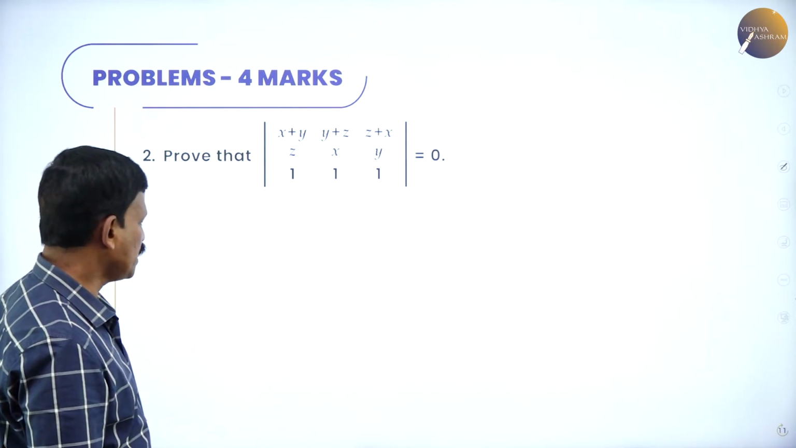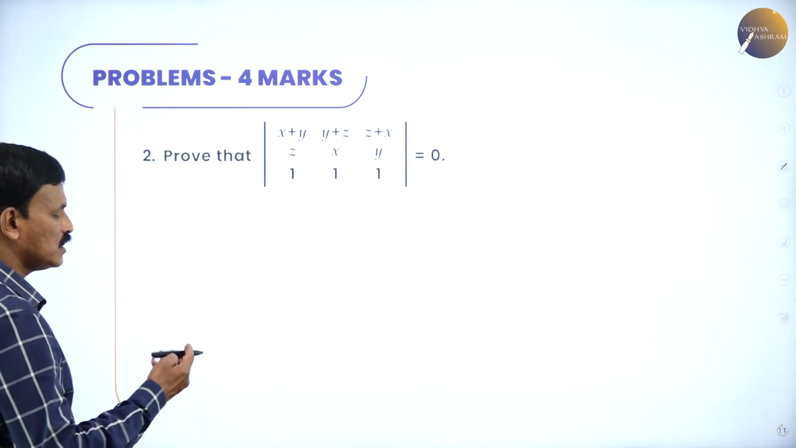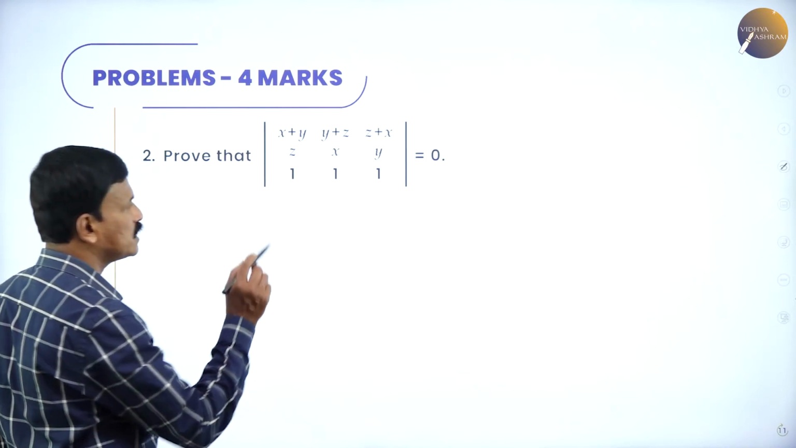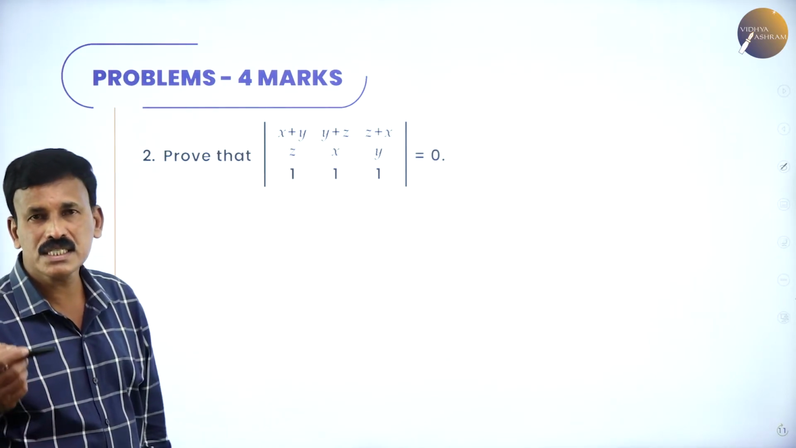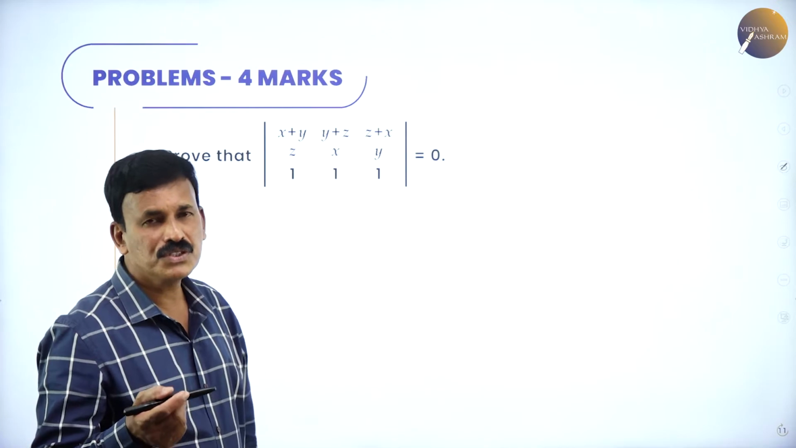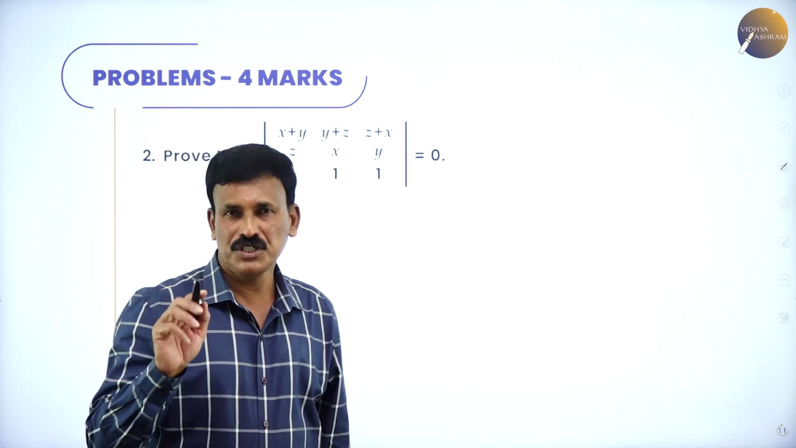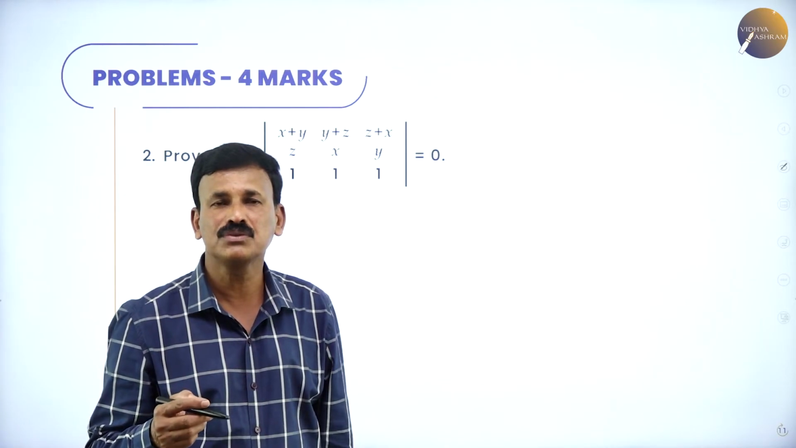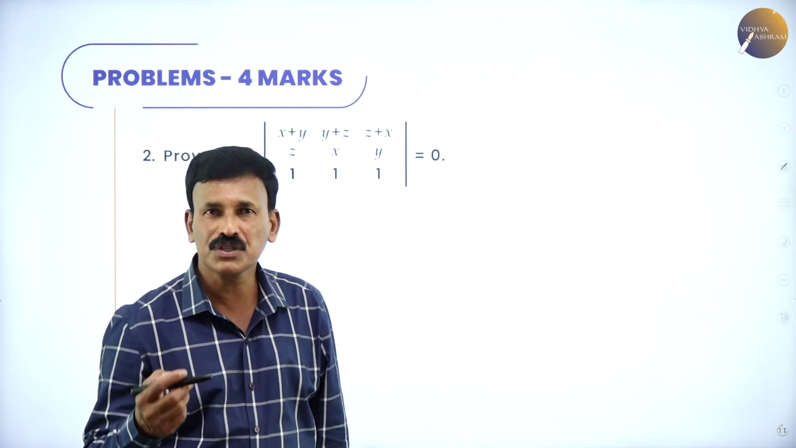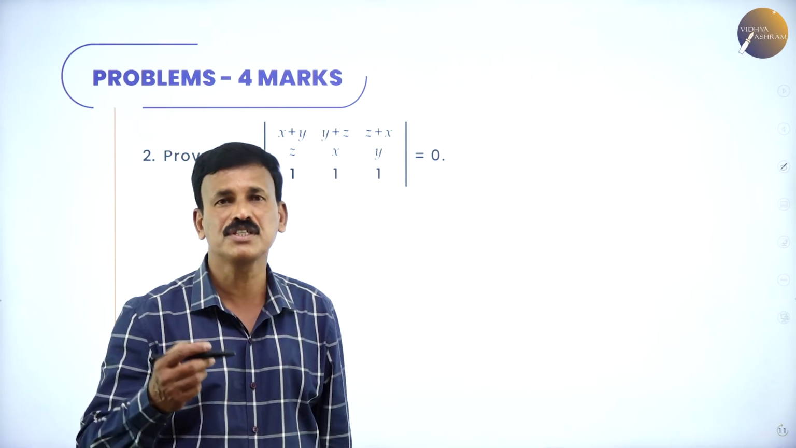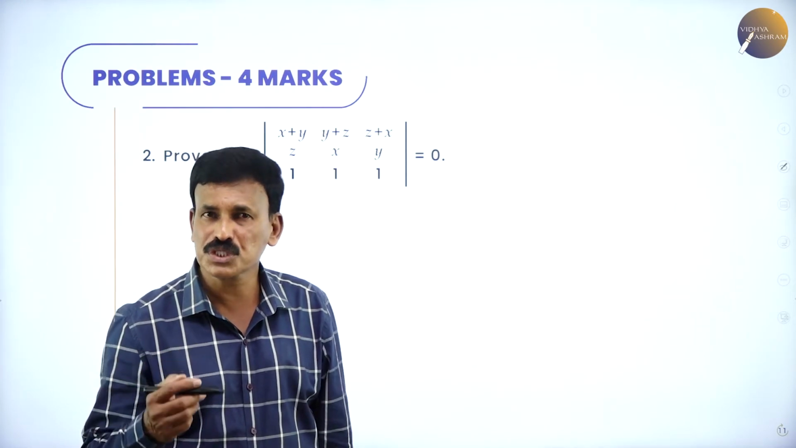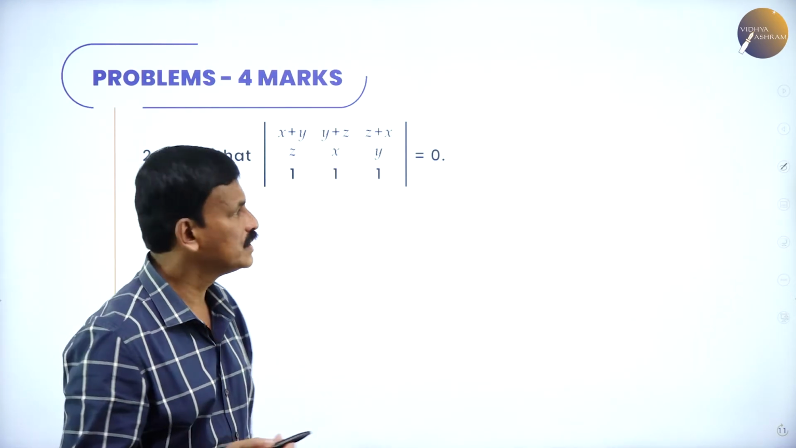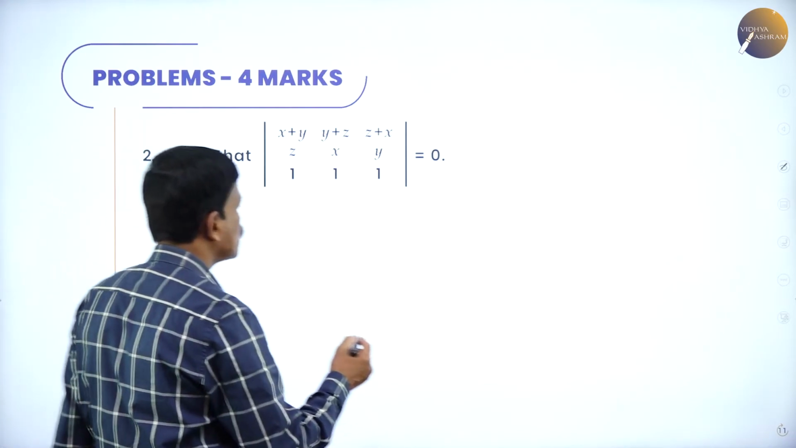Now, without expanding, how can you solve this? Let us convert this in such a way that we get 0. We should keep in mind that, according to the property, if 2 rows or 2 columns are identical, then the value of the determinant is 0. Or if all the elements in a row or column are 0, then the value of the determinant is 0. Convert to those properties and simplify. That's all. Now let us take the LHS. I will take the LHS.